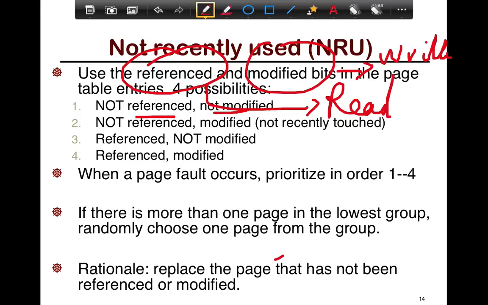If you look at it, in this case we are prioritizing not modified over modified. The reason is that when you evict a modified page, you need to write it back to disk. So it's on the critical path, it probably takes longer. So your preference is always for things that are read but not written to. Okay, and within the things that are read but not written to, we're going to prioritize things that were referenced recently compared to things that were referenced in the past. And if there's more than one page in a given group, let's say group 1, then we randomly choose a page. Okay, so the intuition behind this is that we want to replace a page that's not been referenced or modified. So always from level 1.